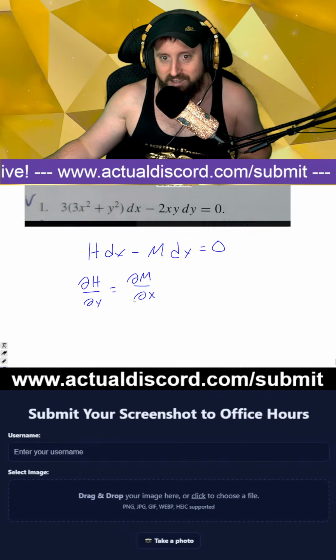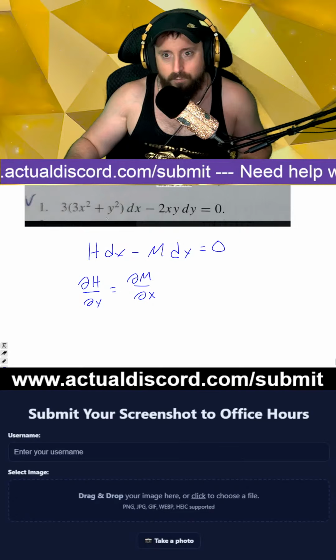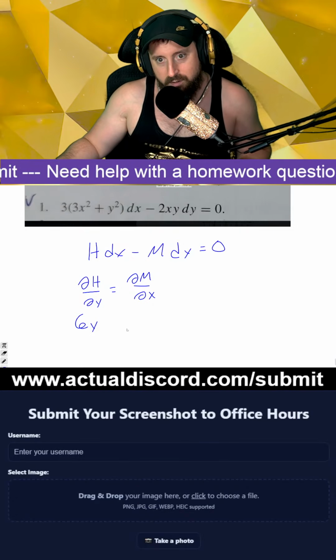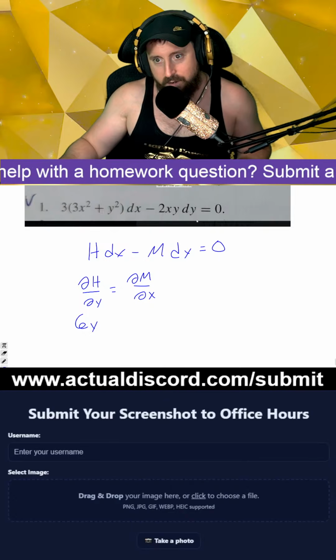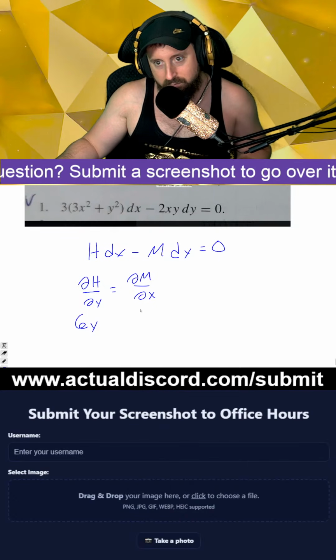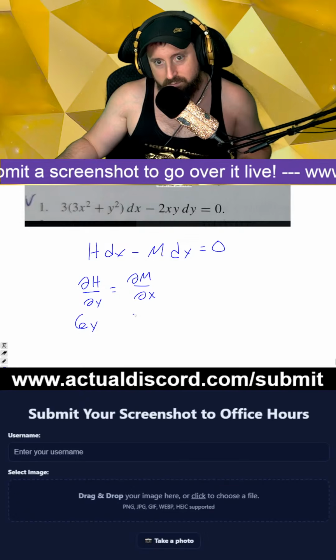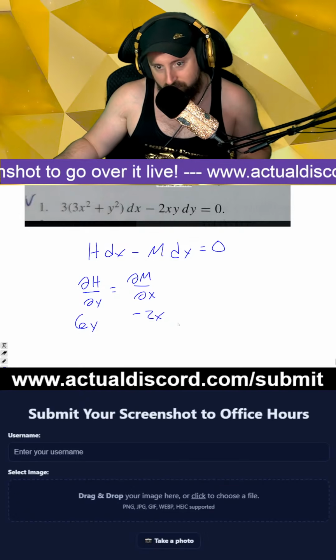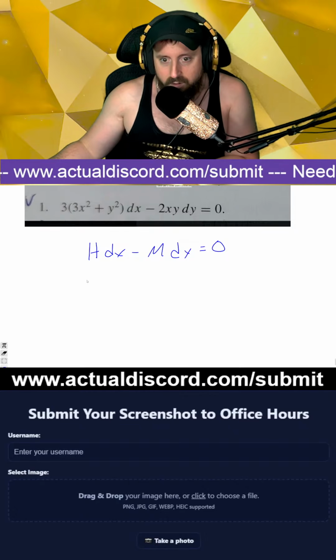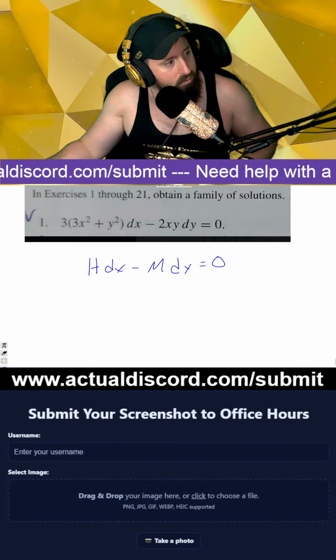Okay, but yeah, I think this is an exact equation. So if we were to look at this, that would end up being 6y, right? And then if I do this, well, that ends up equaling minus 2x. So wait, is that not exact then? I forget how this works.